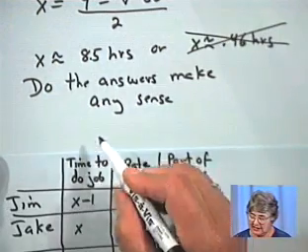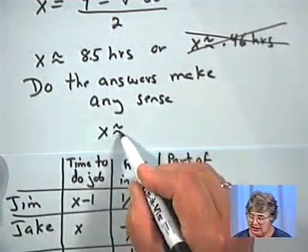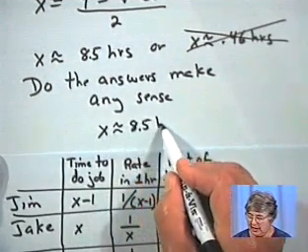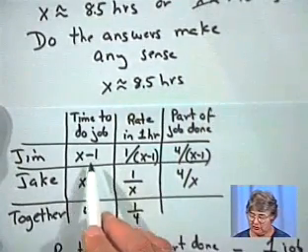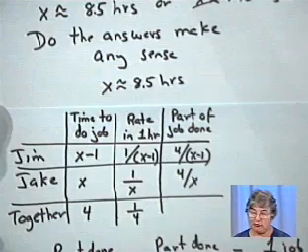And so in this case, X is 8.5 hours. That means that Jake will do the job in 8.5 hours. Jim will do it in 7.5 hours.